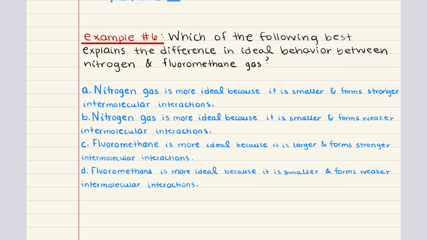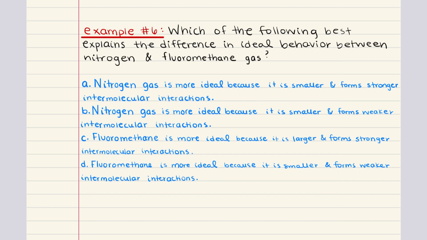Let's do problem 6. Problem 6 says which of the following best explains the difference in ideal behavior between nitrogen and fluoromethane gas. Now, nitrogen gas is N2. Fluoromethane gas is CH3F. Okay, let's read through these answer choices first.